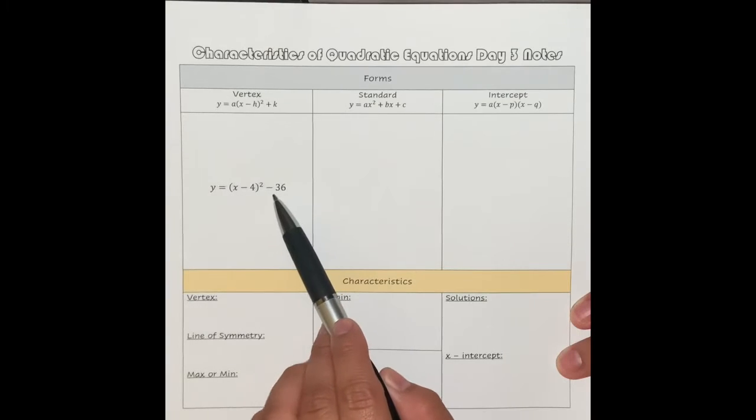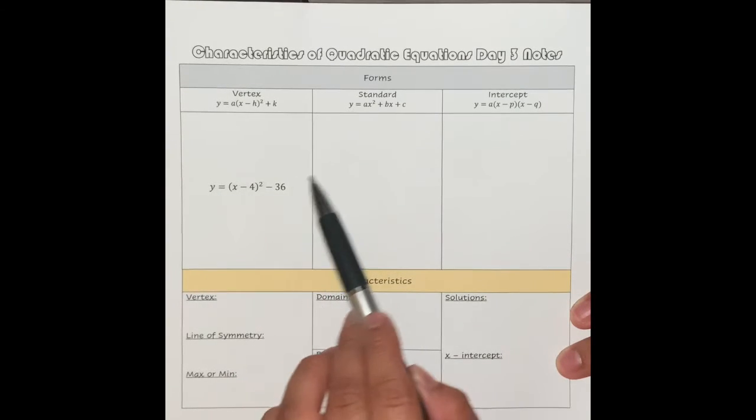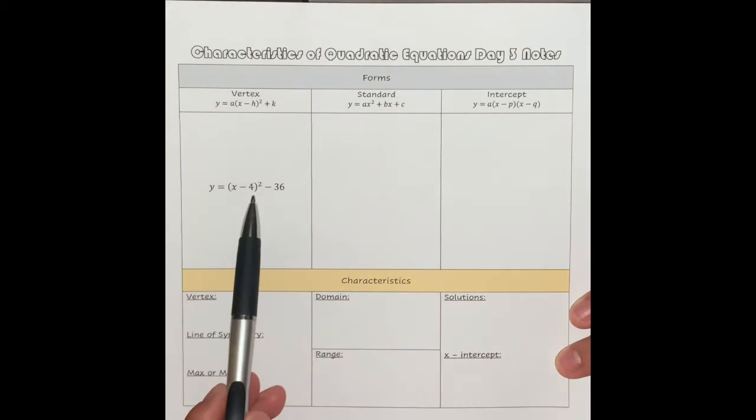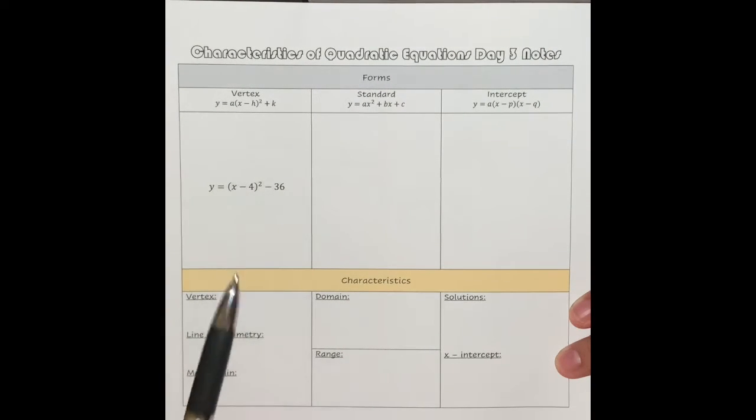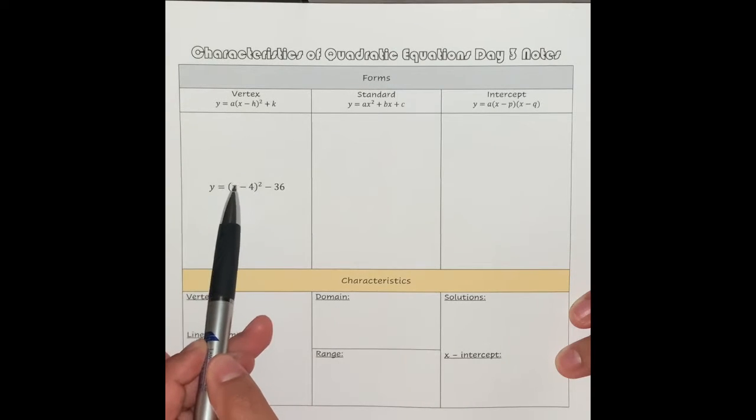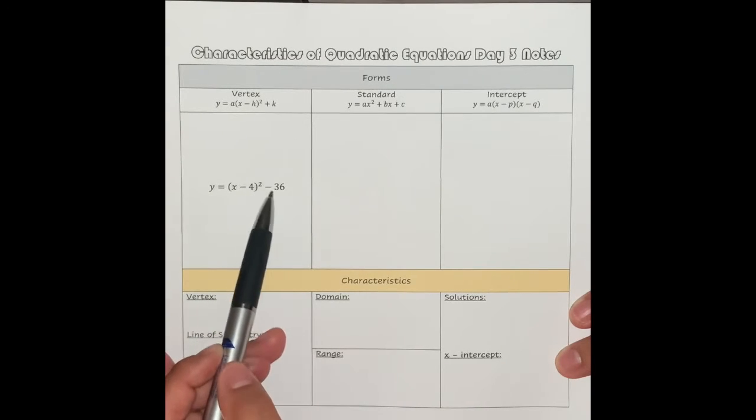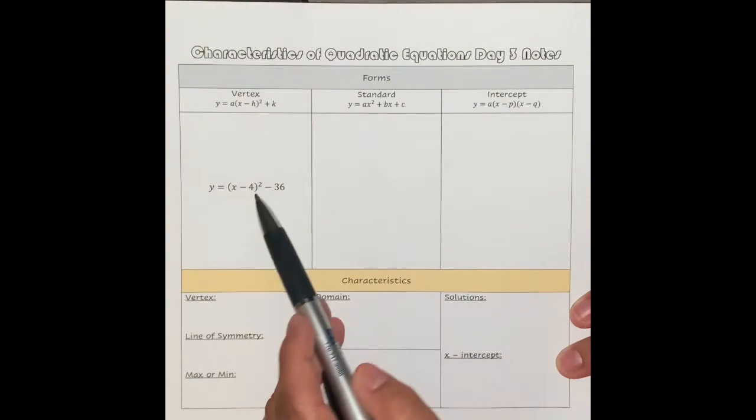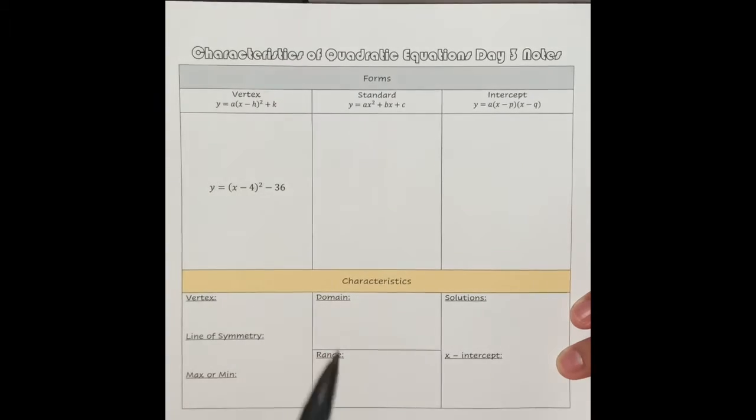We will be learning how to switch from vertex to standard and intercept. Now, this one is more complicated because we have to factor. With that being said, right now our vertex form is y equals (x minus 4) squared minus 36. To switch it to standard, all we have to do is FOIL this right here.